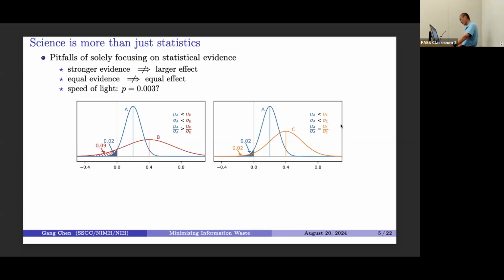That's one scenario. On the right-hand side, the two effects have exactly the same p-value. Does it mean they have equal effect size? You can tell by their distributions. Even though their p-values are the same, the orange curve C is, most of the time, greater than the blue curve. So we cannot simply base our decision on the p-value.